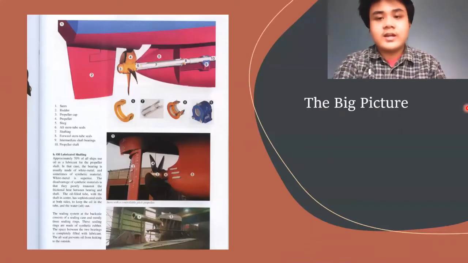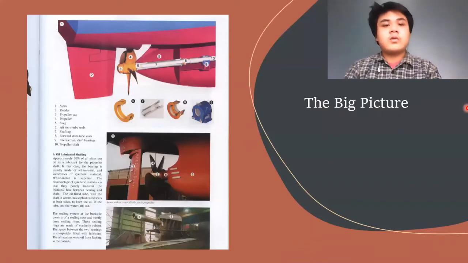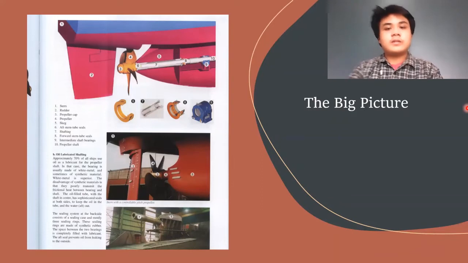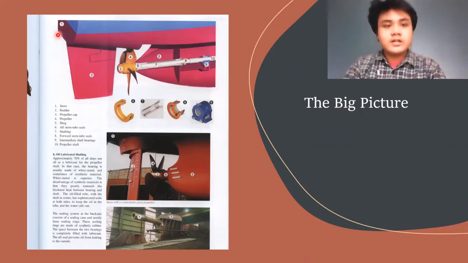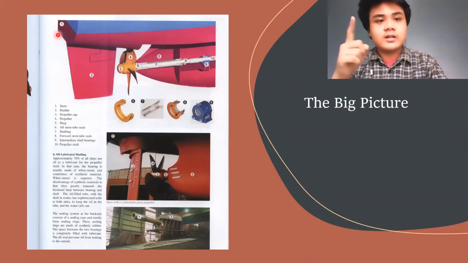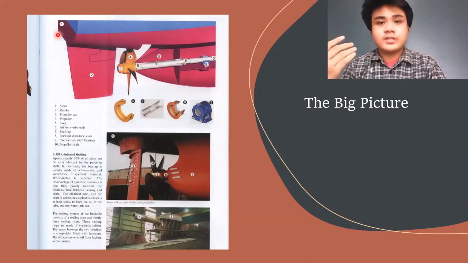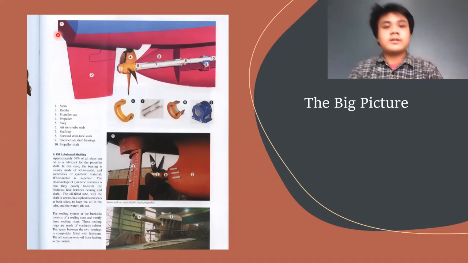And after that, this is the big picture of what I will tell you about. In here, there are numbers 1 until 10. Number 1 is the stern. Normally, people call the stern the big wave of the ships. And number 2 is the rudder. The rudder is the steering of the ships, used to turn the ships left or right.